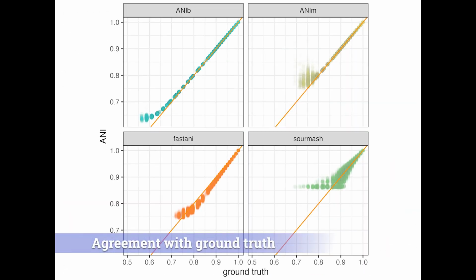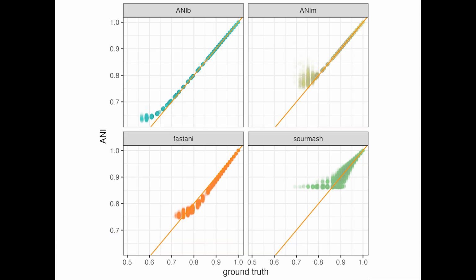The first result shows the level of agreement between each method and the actual ground truth. We plotted the ANI method estimate on the y-axis and the ground truth on the x-axis in each case. The orange diagonal line indicates the expected result if the method accurately estimates the true ground truth. In the upper left figure, ANIb results track the orange line quite well between about 80 and 100% identity and the ground truth before beginning to deviate.